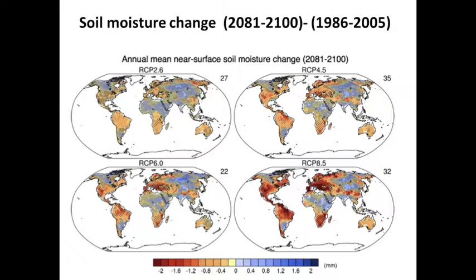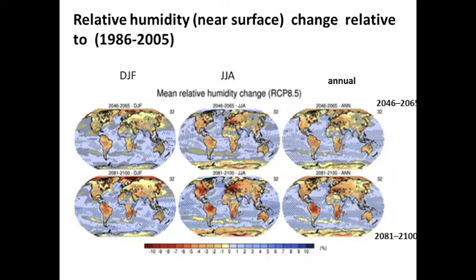And soil moisture is important to give evaporation to the atmosphere and to be part of the hydrological cycle. And the relative humidity change, there is a positive change over the oceans, because with the heating of the oceans, there will be more evaporation and more humidity close to the surface.